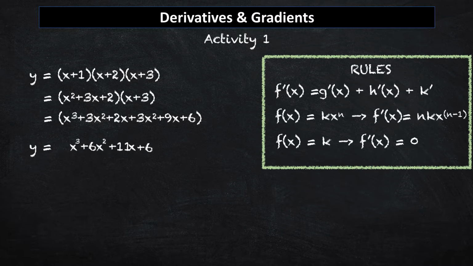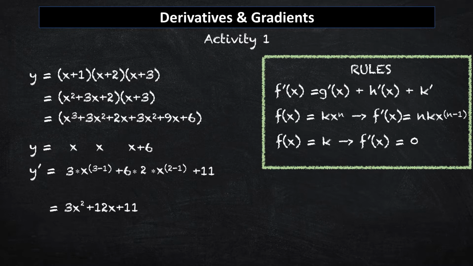We rearrange them and we find that the function can be written as x to the power of 3 plus 6x to the power of 2 plus 11x plus 6. And then we apply the rules of derivation and we find that the derivative of the function y is equal to 3x to the power of 3 minus 1 plus 6 multiplied by 2 multiplied by x to the power of 2 minus 1 plus 11. And this is equal to 3x to the power of 2 plus 12x plus 11. And this is the final derivative of this function.